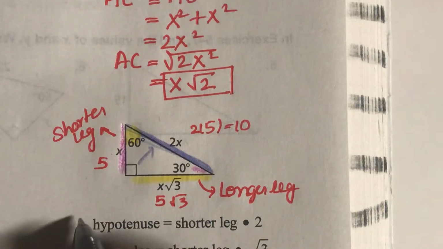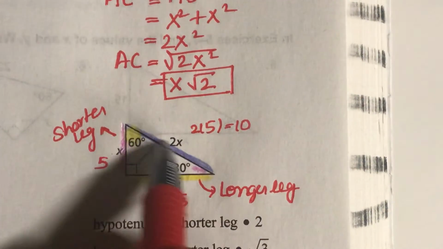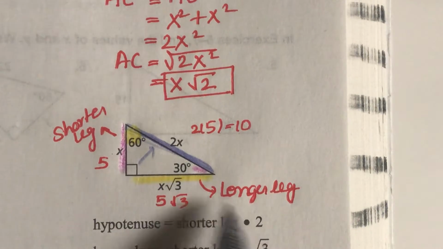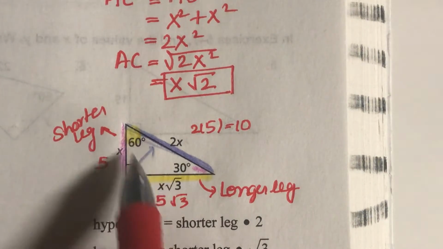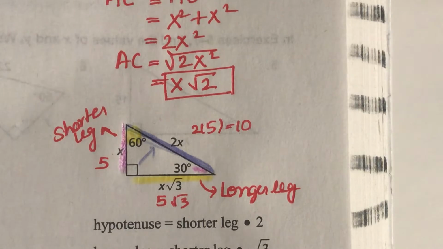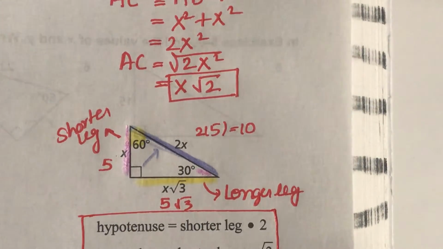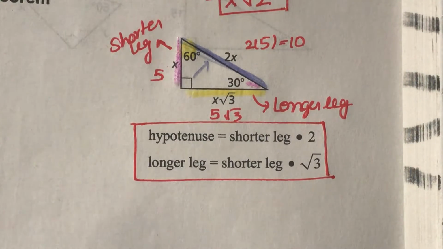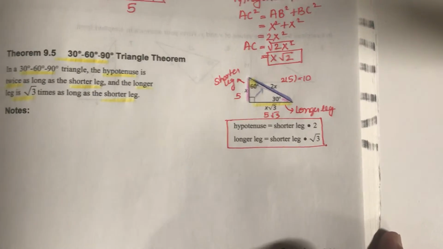They have given the formula here. The hypotenuse is always twice the shorter leg, and the longer leg, which is opposite to the 60 degree angle, is always the shorter leg times root 3. So you have to remember this expression. All right, so let's move on. I hope you get that.